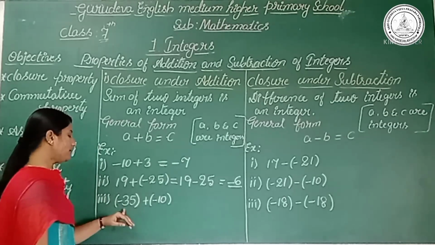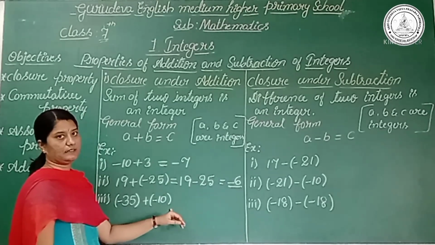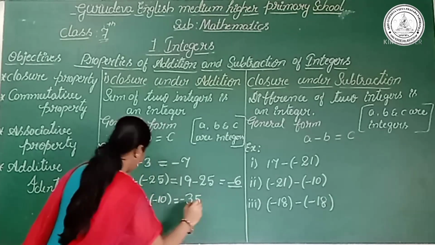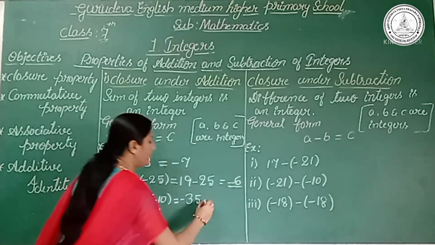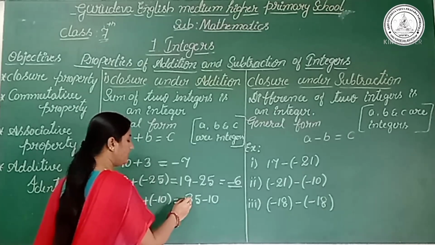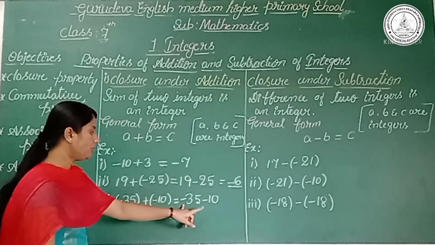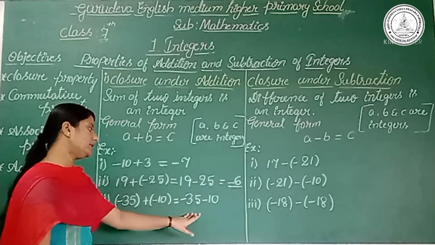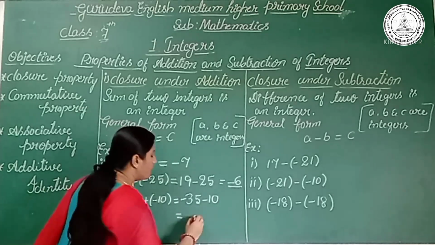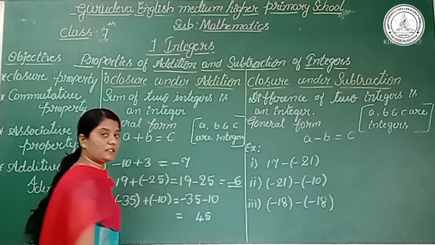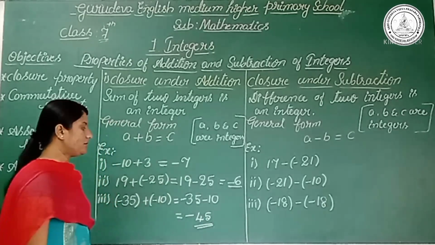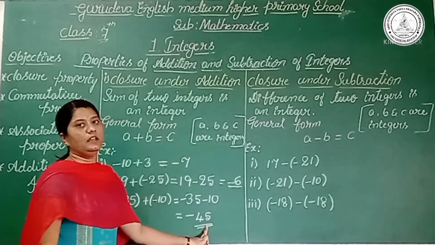Then the third one, minus 35 plus minus 10. What is the sum of these two numbers? Here there is a negative sign for both numbers, which means both numbers have like signs. So we have to add. 35 plus 10 is 45. Here the greater number is 35, which has the negative sign, so we keep that sign for the sum. So minus 45 is also an integer.